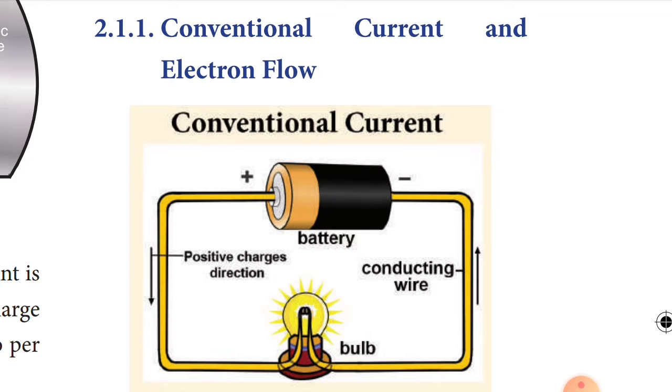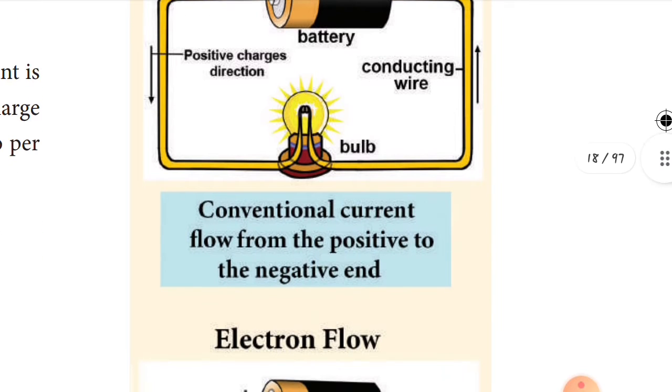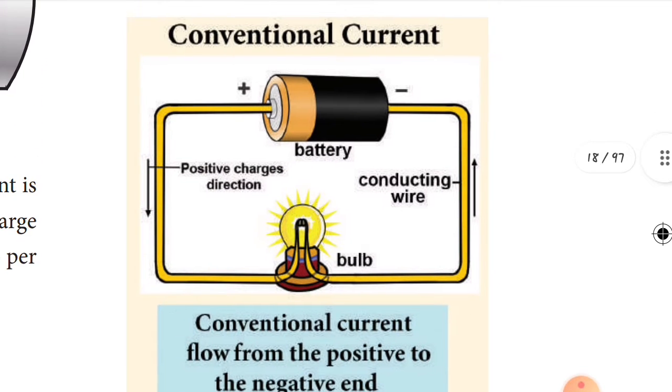See the first one, conventional current. Conventional means it moves towards the positive direction. They are joined with a battery and a bulb. So the positive direction will change downward, connecting wires towards the negative. The conventional current flows from the positive to the negative end.